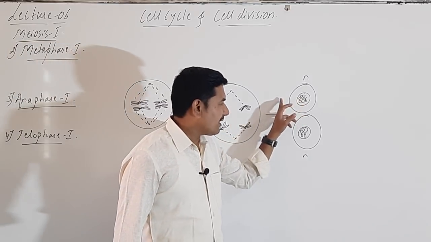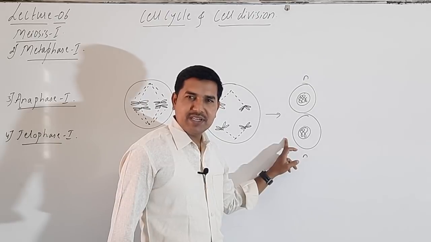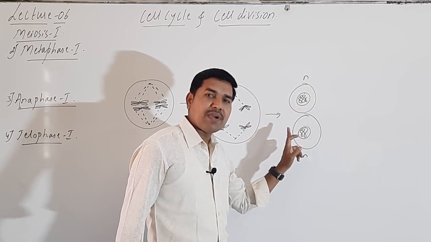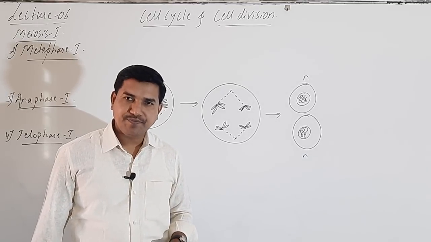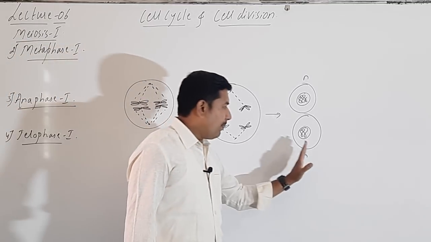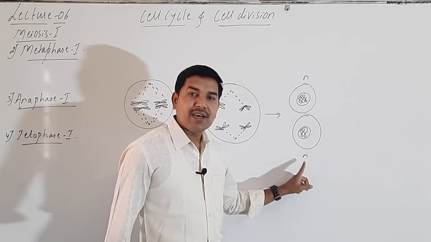Then after that the cell will cut into 2. That means karyokinesis is followed by cytokinesis. Cytokinesis is division of cytoplasm. It occurs. Right. By this the chromosome number remains half.